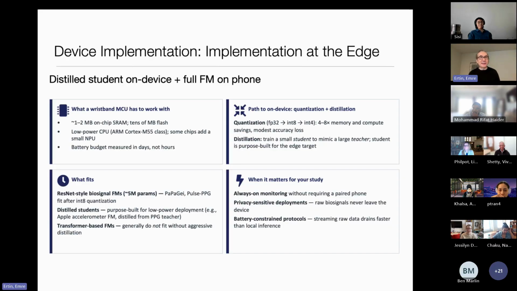Not a trivial exercise. If you think about what is on your wristband, what are you running? You are running essentially a microcontroller-level device, an ARM device with very limited computational capability. But more importantly, you don't have the memory. You have about a couple megabytes of RAM and maybe tens of megabytes of flash memory available to you. So you cannot store large models either in volatile memory or in the flash memory. You have to distill your model to a much smaller student model.